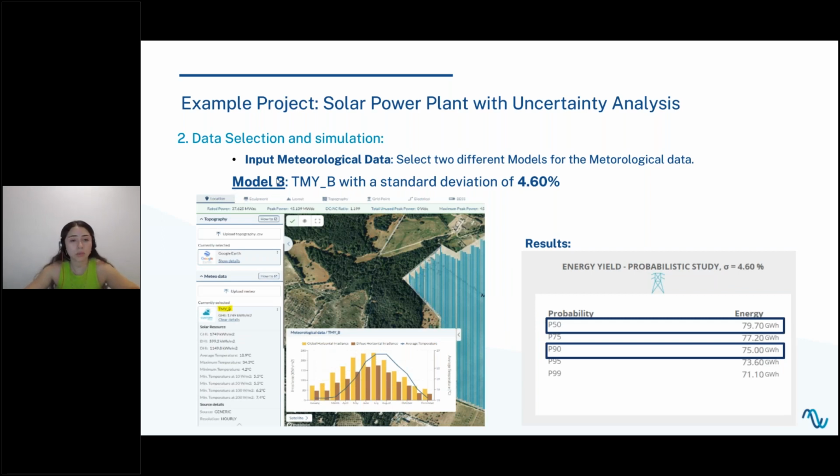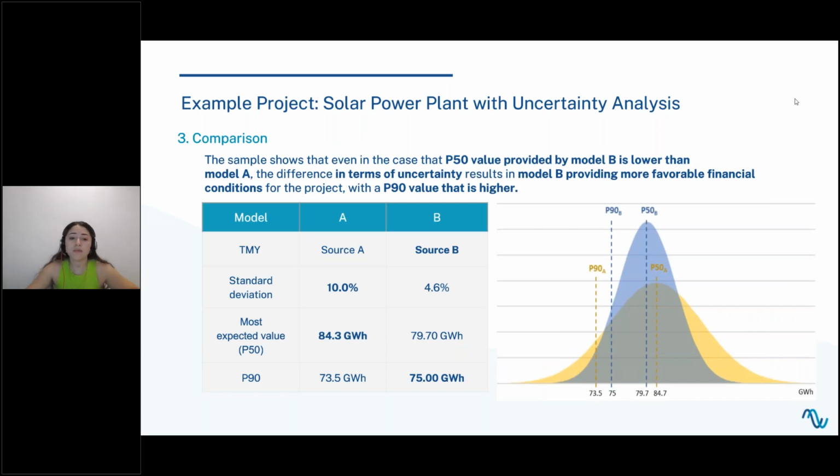case that we take, which is the model B, that has a TMY-B with a different global irradiation and a standard deviation of 4.6%. So since we have a lower irradiation, we'll have a P50 lower than the TMY-A, and the P50 is 79.7 and the P90 is 75. So good models have the lowest possible uncertainty, and this sample will show it.